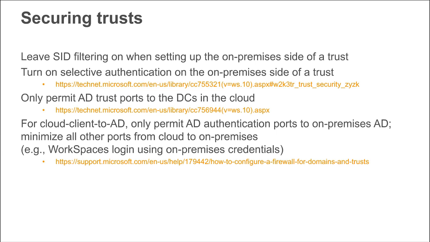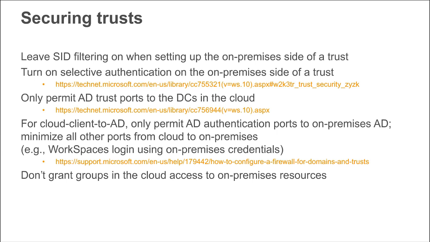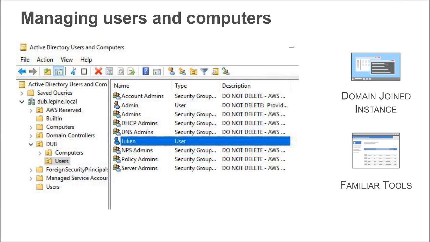And the link that I provided in this slide talks about how to configure firewalls for domain trusts. And then finally, don't grant groups in the cloud access to on-premises resources. That will make sure that if you do have a two-way trust, they're not going to access anything in your on-premises network. So with that, I'm going to turn it back over to Julian to talk a little bit more about some of the other aspects of managing the system.